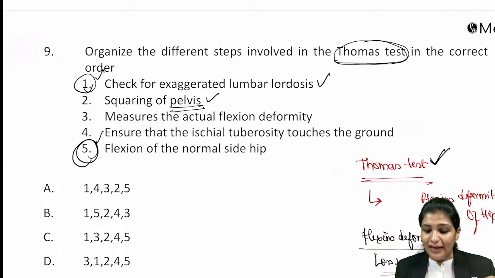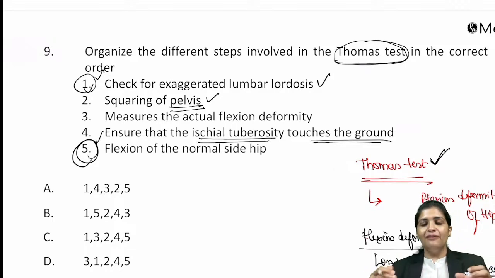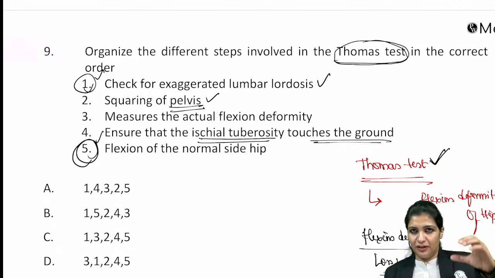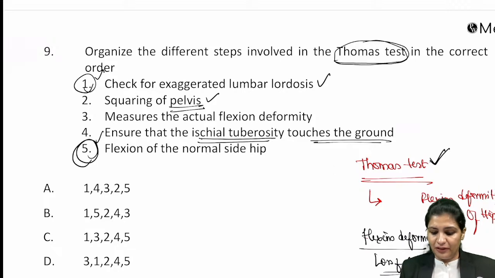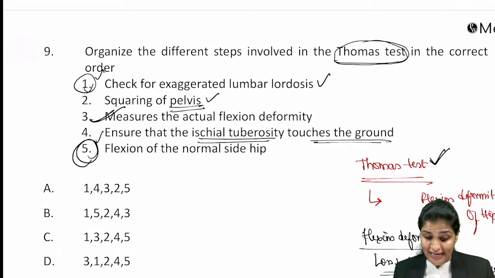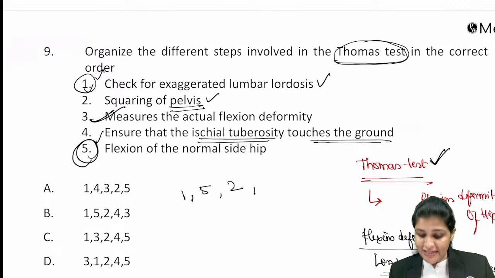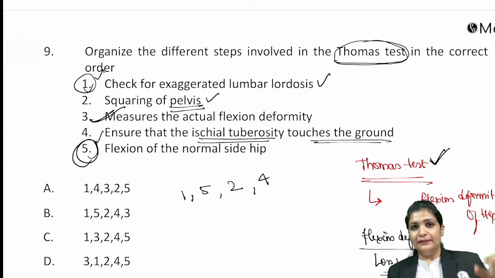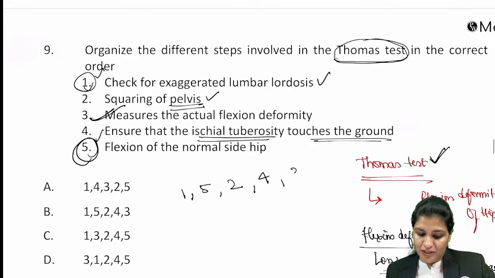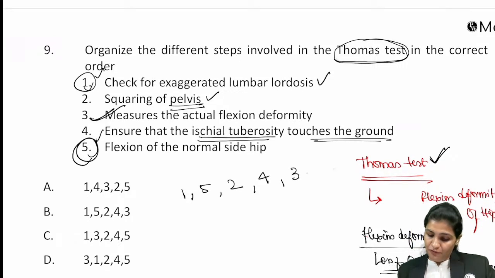deformity, right? So there you will ensure that the ischial tuberosity is touching the ground. So now the hip is touching the couch, and now you measure for the flexion deformity, right? So one is your exaggerated lumbar lordosis, that is one. Then you do flexion of the normal side, then you do squaring of the pelvis, then you ensure that you are not over exaggerating the deformity, and then you measure for the actual flexion deformity. So this is the answer for this, right?